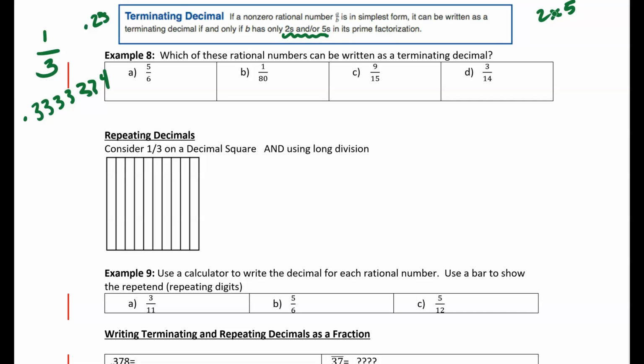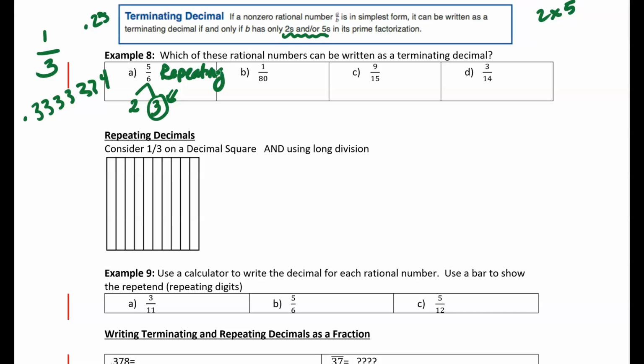For example, this is the way it works out. You take the denominator, like a 6, and you find the prime factorization. The prime factorization is 2 and 3, and you can see we have a number other than 2 and 5 there. We've got a 3, so this is going to be a repeating decimal.